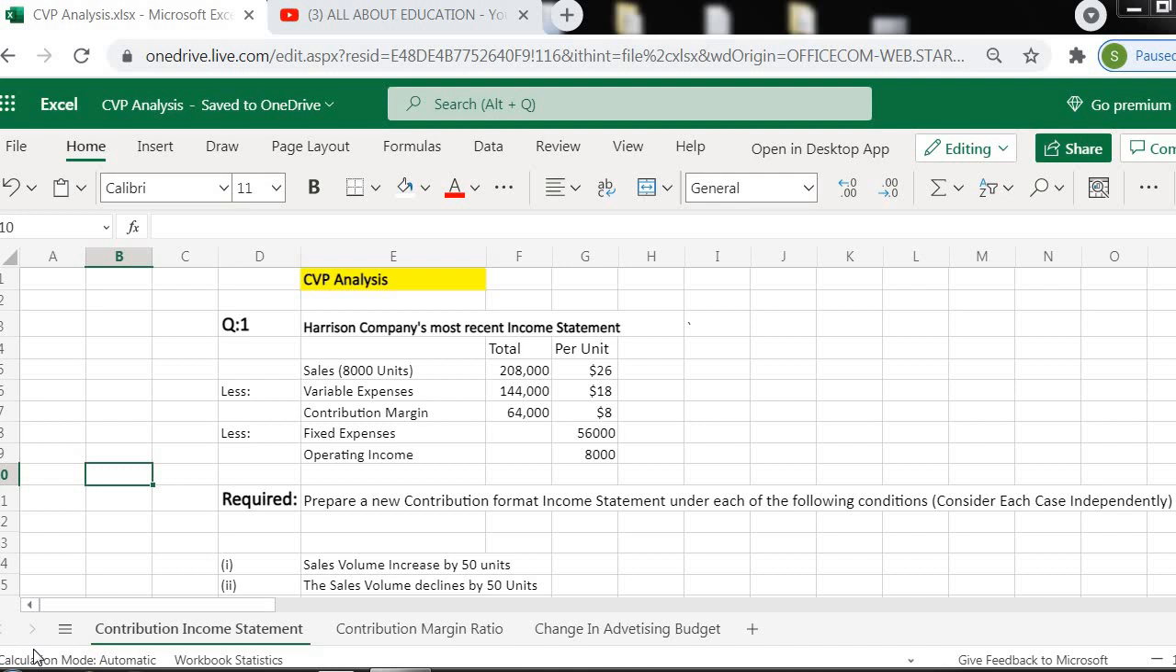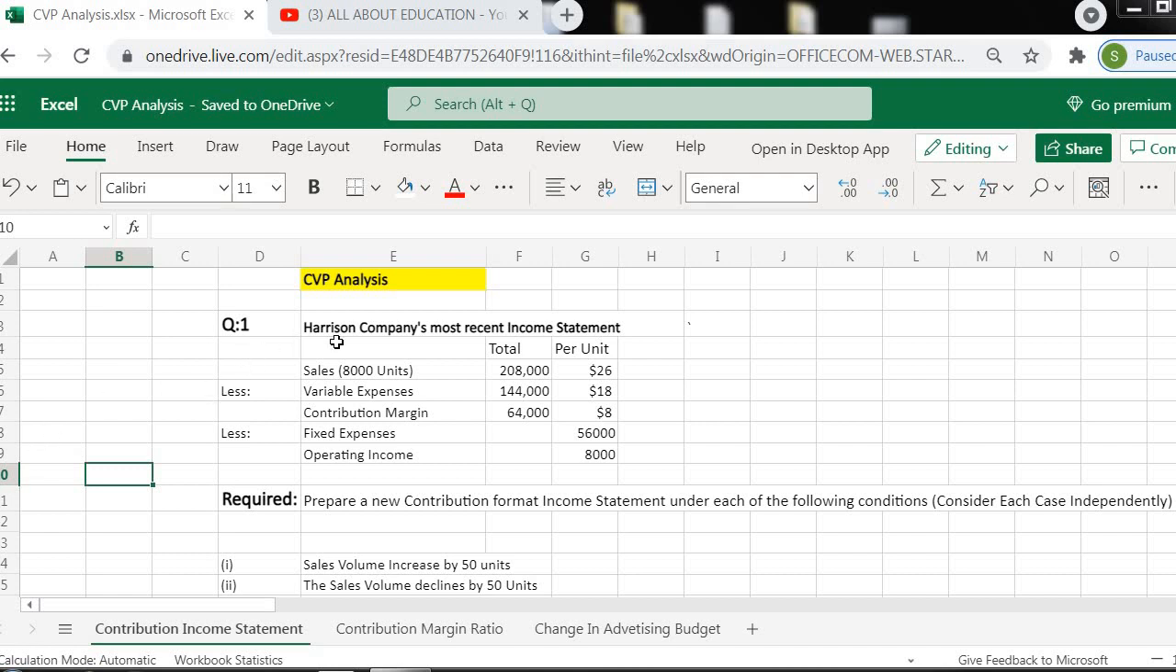The cost volume profit analysis is a very important topic of managerial accounting. When we talk about managerial accounting, we have to take decisions according to the information, right? So let's start our question number 1.